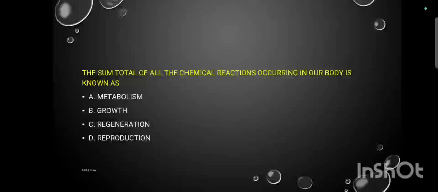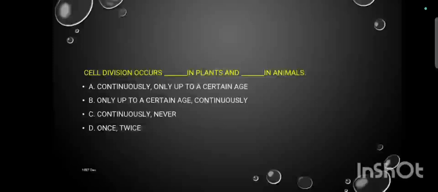Question: the sum total of all the chemical reactions occurring in our body is known as option A, metabolism, B, growth, C, regeneration, D, reproduction. So the correct option here is option A, metabolism.